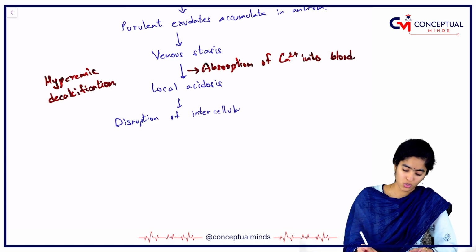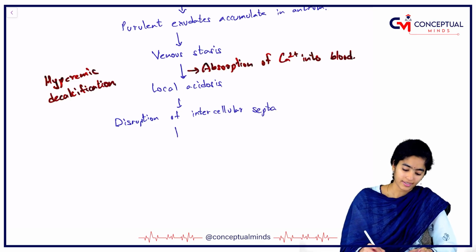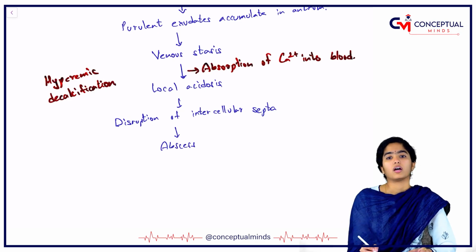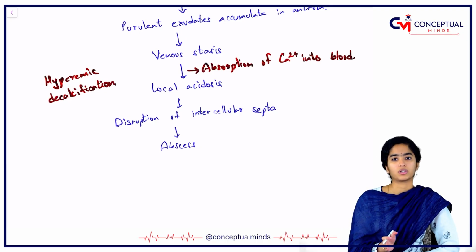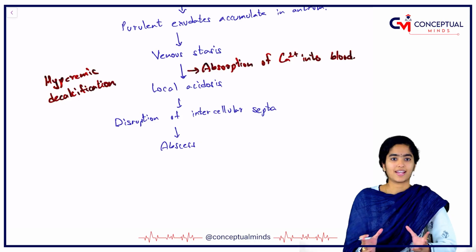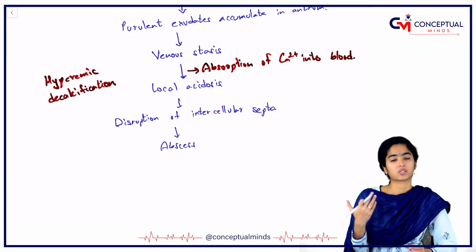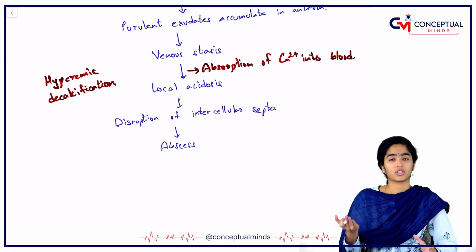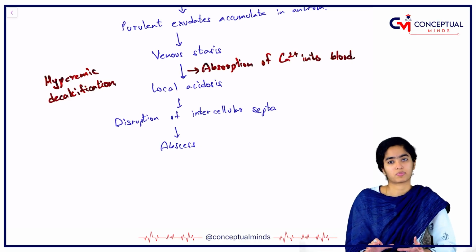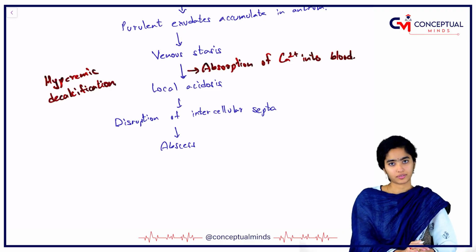Now, when there is disruption of the intercellular septa, it can lead to the formation of abscess. Various types of abscesses can be formed. It will track down to the various air cells. It can be a post-auricular abscess, zygomatic abscess, Bezold's abscess, Citelli's abscess, apical abscess, Luc's abscess, parapharyngeal, retropharyngeal, like this. Various types of abscesses can be formed depending upon the tract, the path of infection.